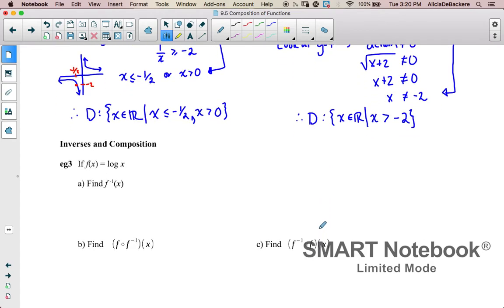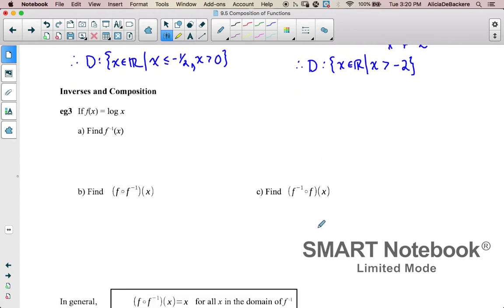All right, for our next question, we're going to take a look at inverses. Now, it might have been a while since you've thought about inverses, so I'm just going to remind you that to find an inverse equation, we swap the x and the y variables, and then we rearrange until it looks like y equals.